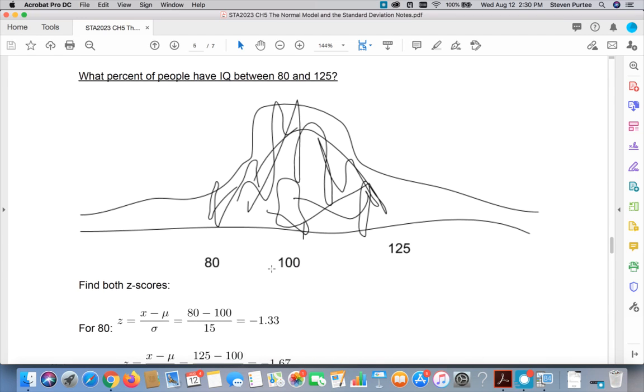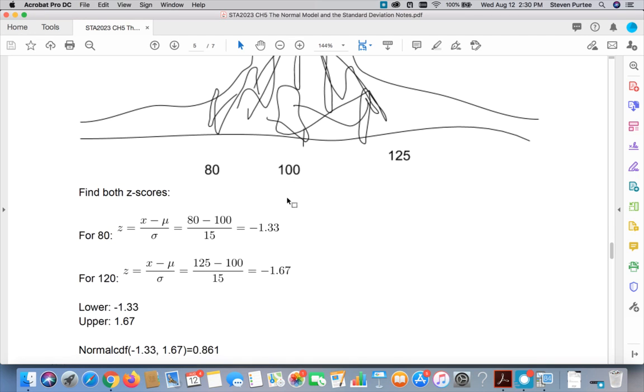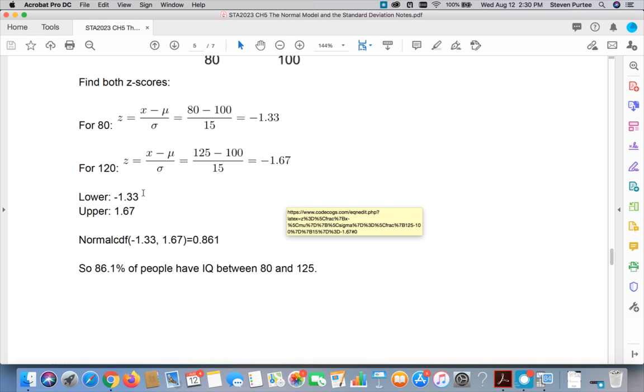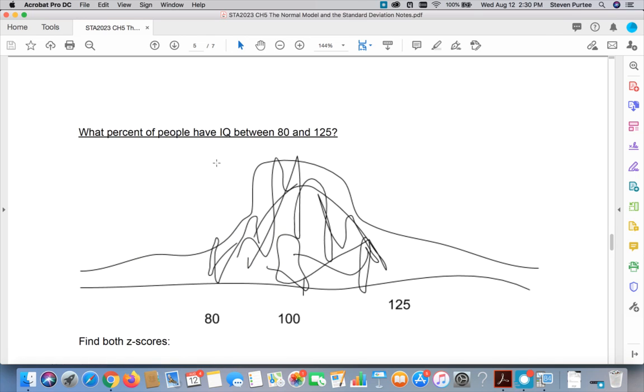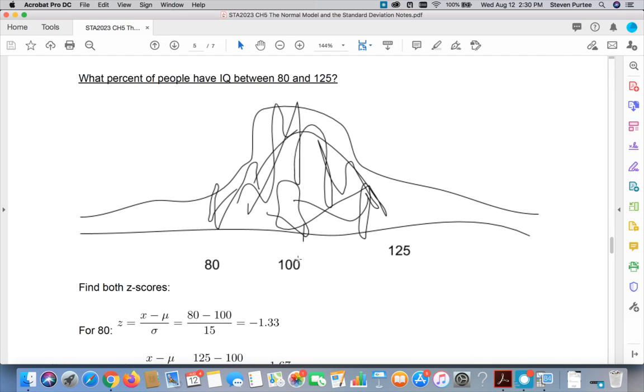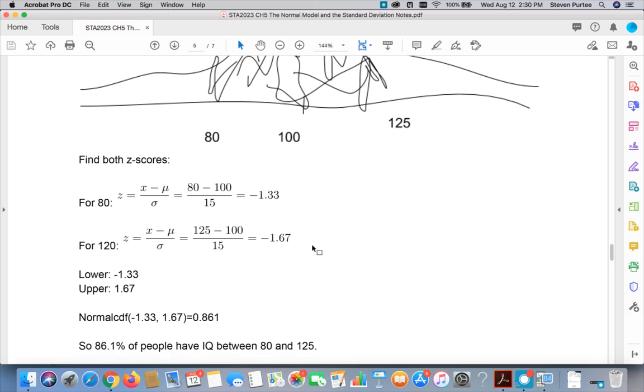What if I want to go between two values? Same exact steps. Draw the picture, find the z-scores, normal CDF, smaller, comma, larger. So I draw the picture. I want to go between 80 and 125. Right in the middle is 100, my mean for IQ. Find each z-score. Notice this guy's negative. Why is it negative? Because 80 is below the mean. A negative z-score is below the mean. A positive z-score is above the mean.